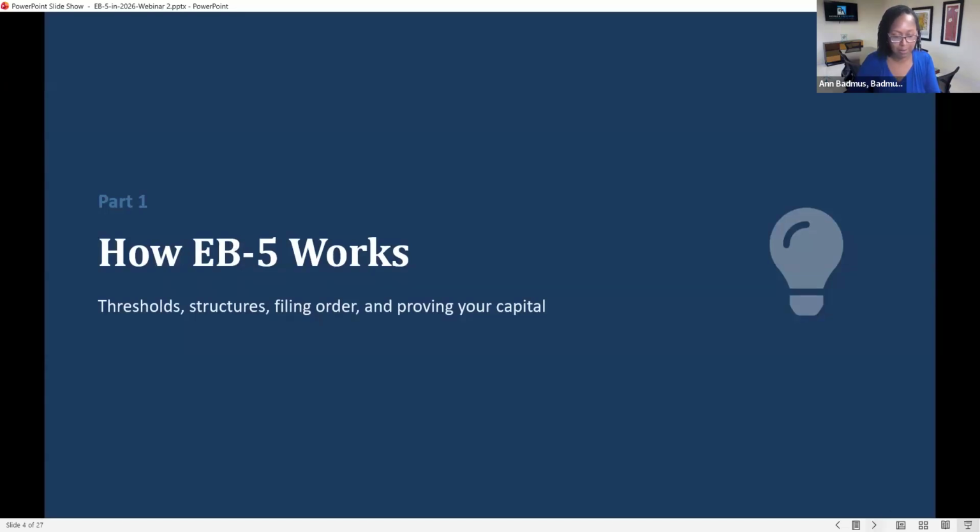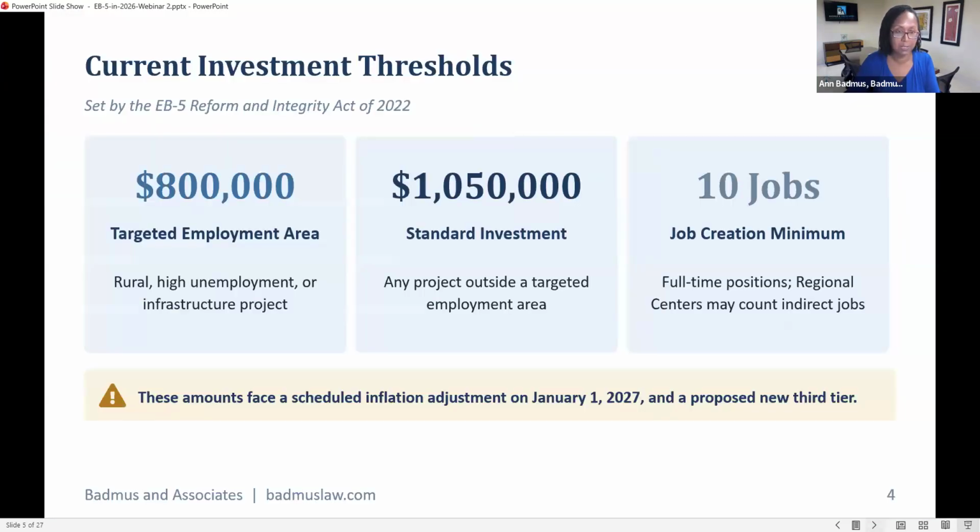So let's now talk about how EB-5 works. There are currently 3 numbers that you need to know about in terms of investment. The lowest amount of investment available is the $800,000 minimum, if you invest in what's called a targeted employment area, meaning either a rural project, a project in a high unemployment area, or some particular qualifying infrastructure project that the government has interest in.